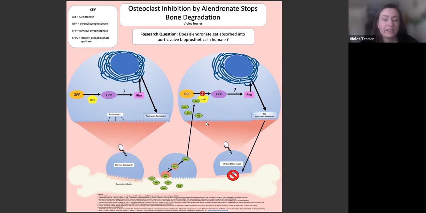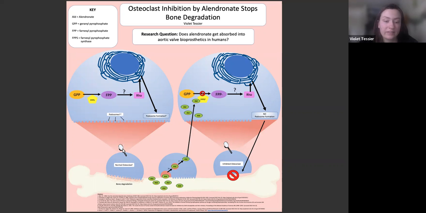So Alendronate, when you take this drug, you ingest it, and it actually goes to the bone. So it'll be inside of the bone matrix, as you can see here. The Alendronate is in there. Before we go into that though, a normal osteoclast breaks down bones. Here you can see the little bit of red that I drew to show that it's degrading the bone.